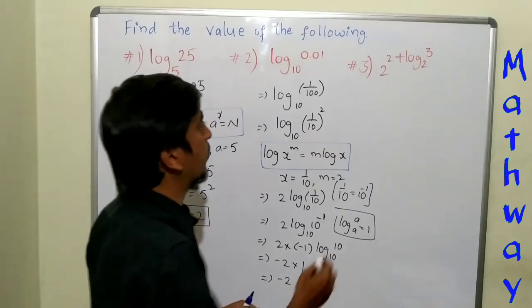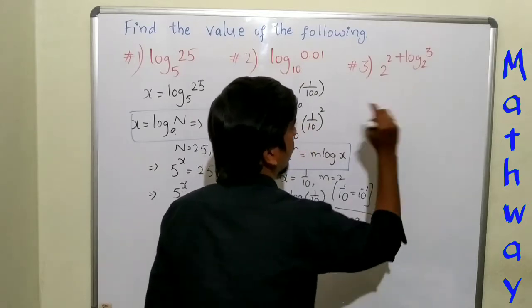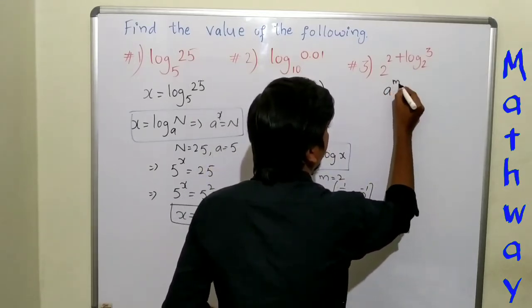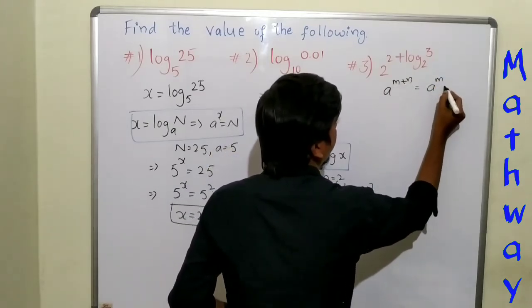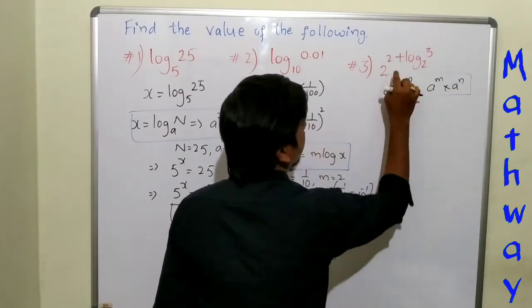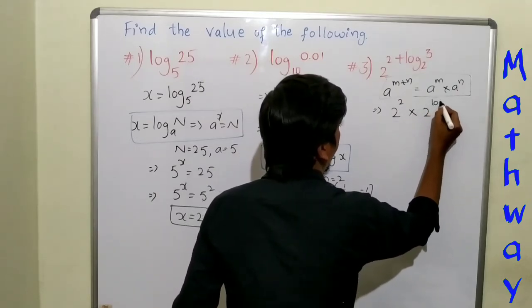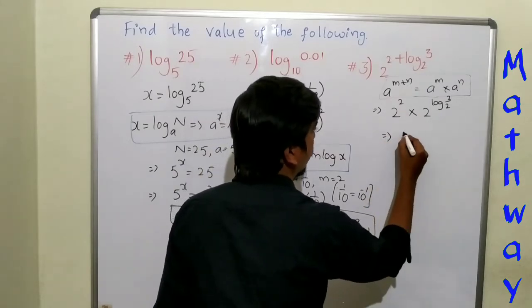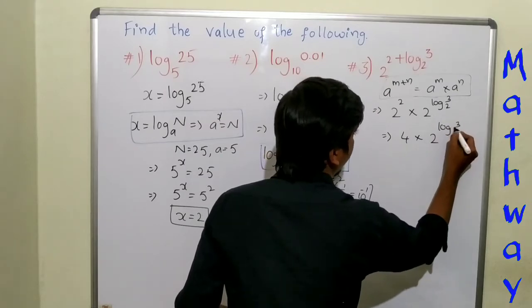Let's see one more example. 2 power 2 plus log 3 base 2. So it is looking like one formula, a power m plus n. So this you can split as a power m into a power n. So by using this formula, you can split this into 2 square into 2 power log 3 base 2. What is 2 square value? 2 square is 4 into 2 power log 3 base 2.